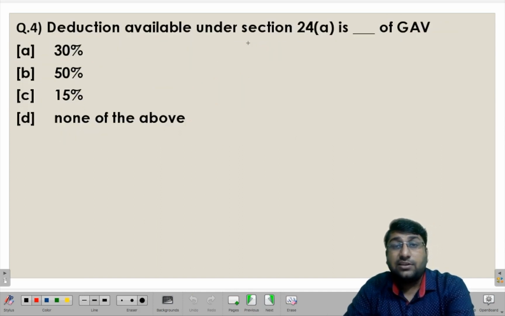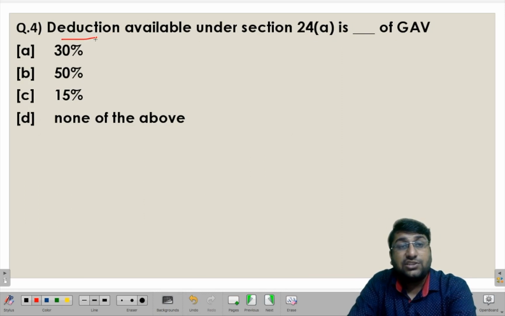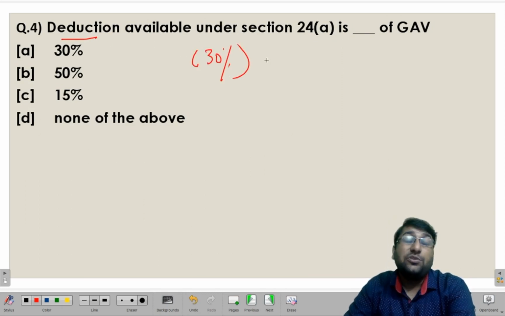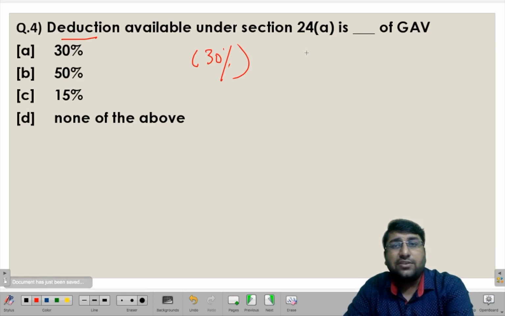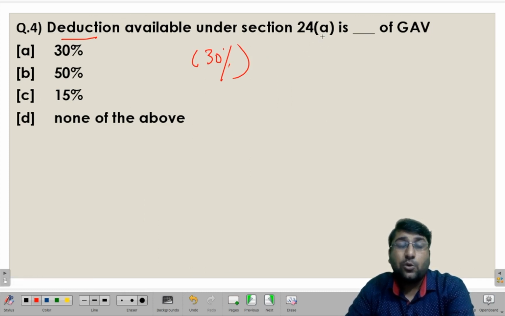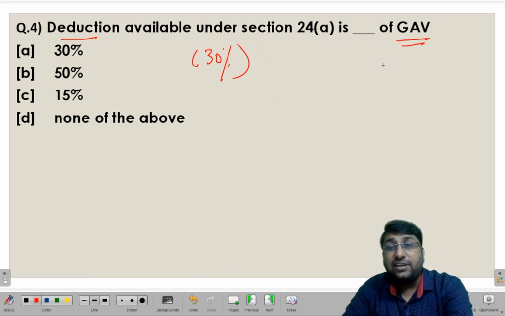Deduction available under section 24A is dash of GAV. The moment you see the term deduction, the clear-cut answer that might come to your mind is 30%. But you need to be very careful with the question as well as the terms, because here the question is asking what percentage of deduction is allowed of GAV, that is, gross annual value. We have just read in the previous question that the deduction is not allowed on gross annual value, but rather on net annual value.